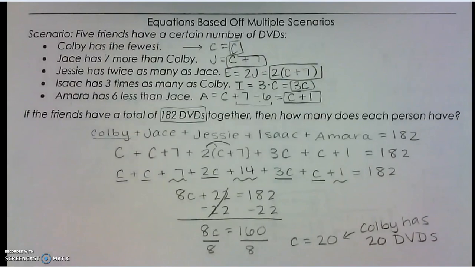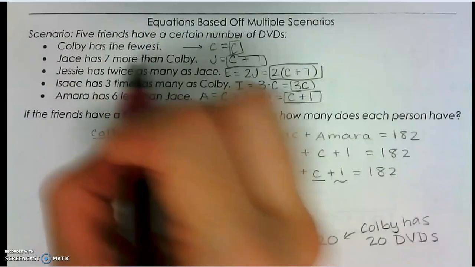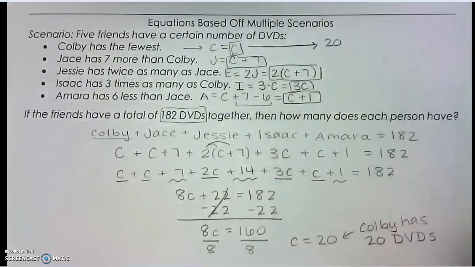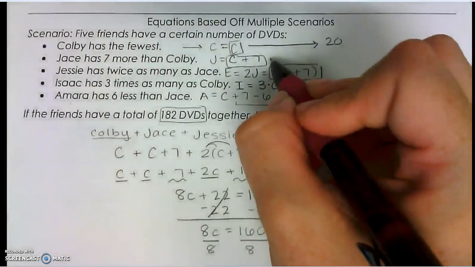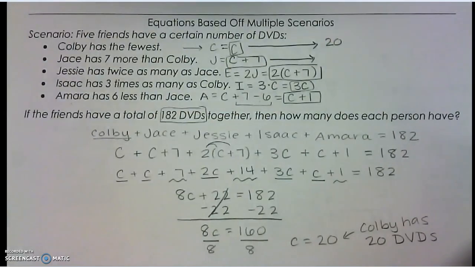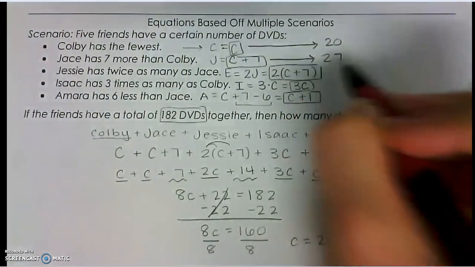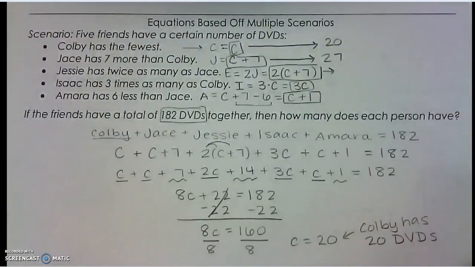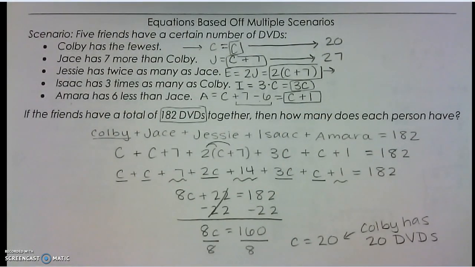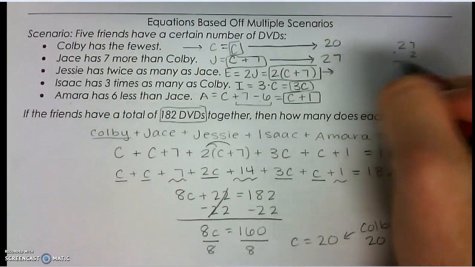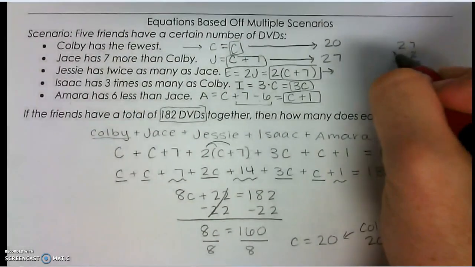Colby has 20 DVDs. So we want what each person has. So Colby has the fewest. He has 20. Jace has 7 more than Colby. Well, if Colby has 20, 20 plus 7 is 27. Jesse has twice as many as Jace has. So Jesse has 2 times 27. If you're not sure what that is, you can use a calculator or you can work it out on the side.